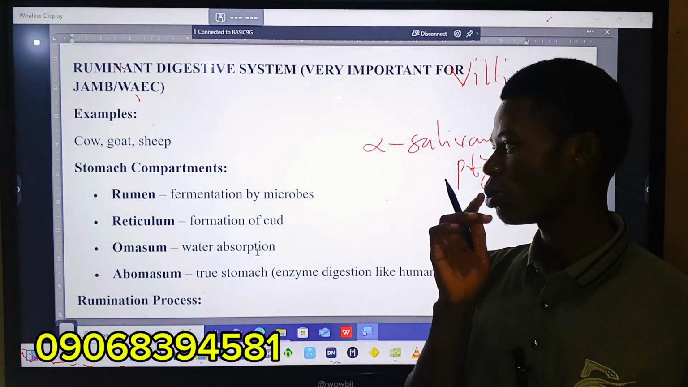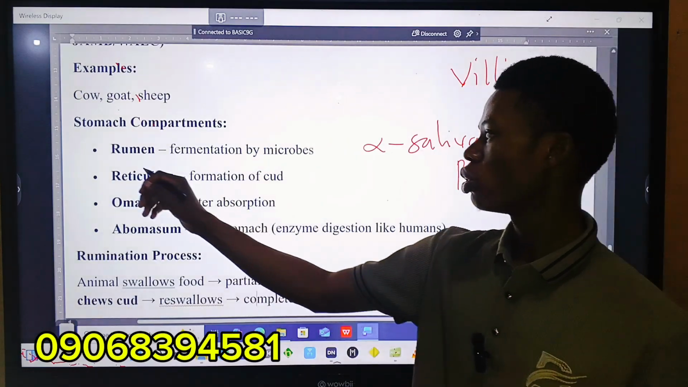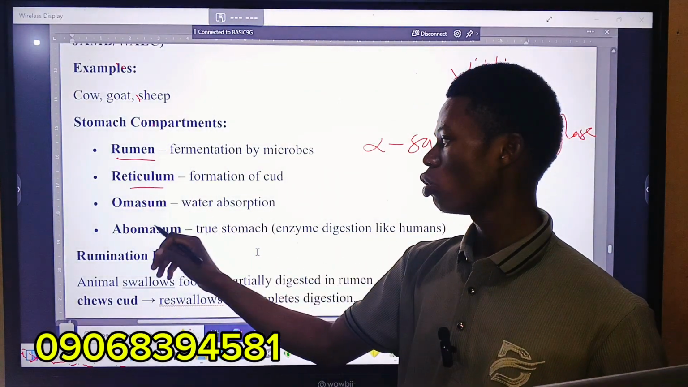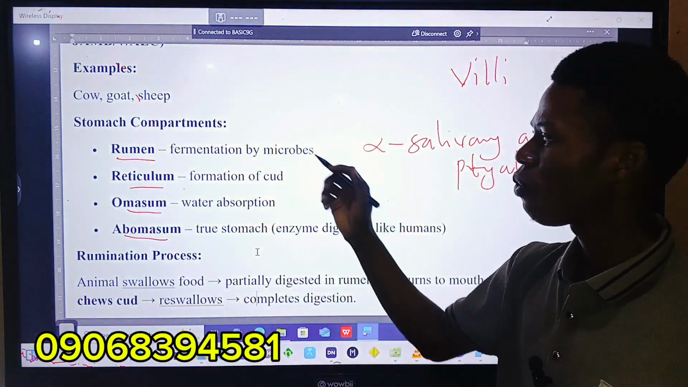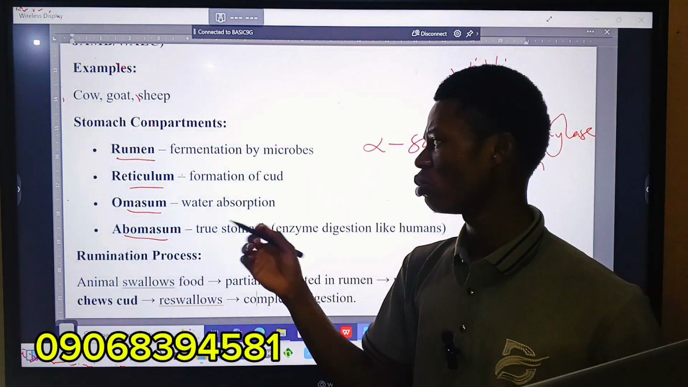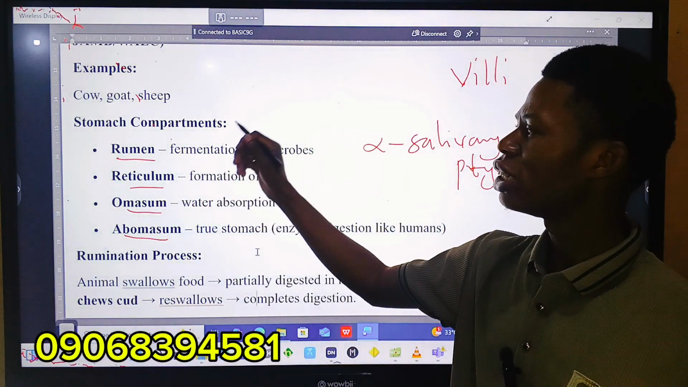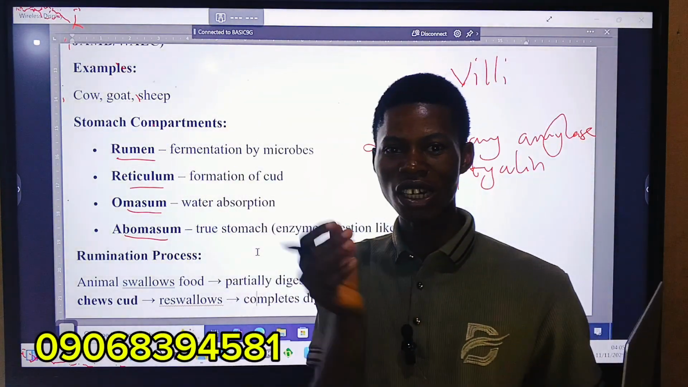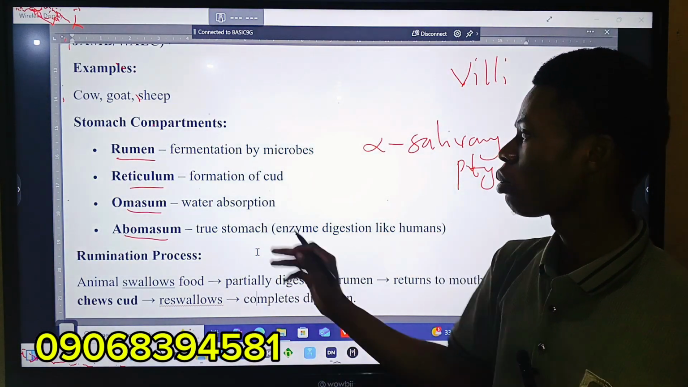They have a 4-compartment stomach, and the 4 compartments include rumen, reticulum, omasum, abomasum. Those are the 4 compartments of the stomach. Take note of this one very well. Rumen, reticulum, omasum, abomasum. Now, the stomach is divided into 4 compartments, and these 4 compartments are doing different things.